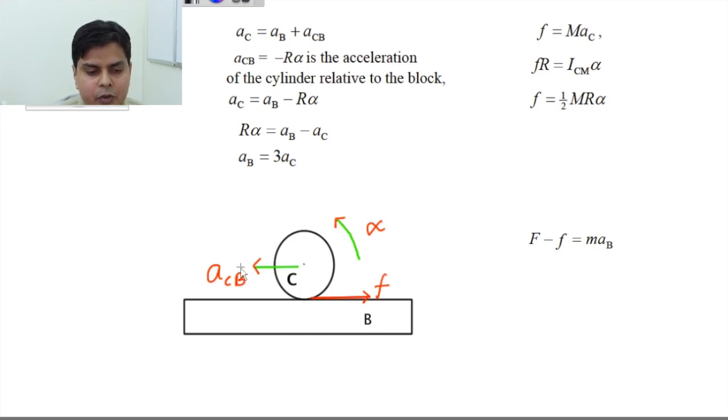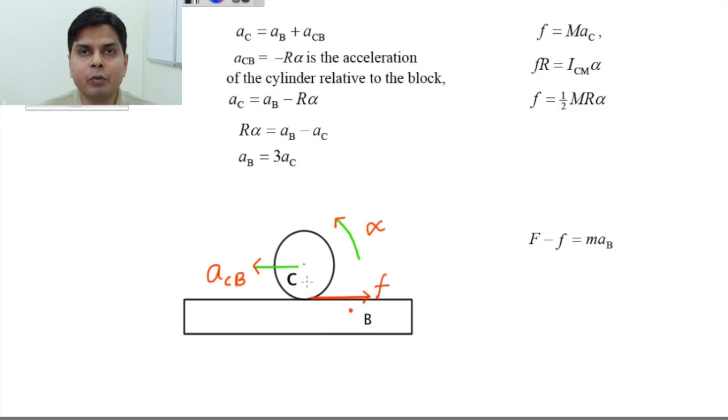So if I find out what is ACB, now this equation, all of us know that AC is equal to AB plus ACB, that is, acceleration of cylinder is equal to acceleration of block plus acceleration of cylinder with respect to block. Now our main goal is to find out ACB, that is, what is the acceleration of cylinder with respect to block. Now you see, if I am sitting on this block, say here, then what will I find? I will find that this cylinder is rolling without slipping, and rolling in which direction?